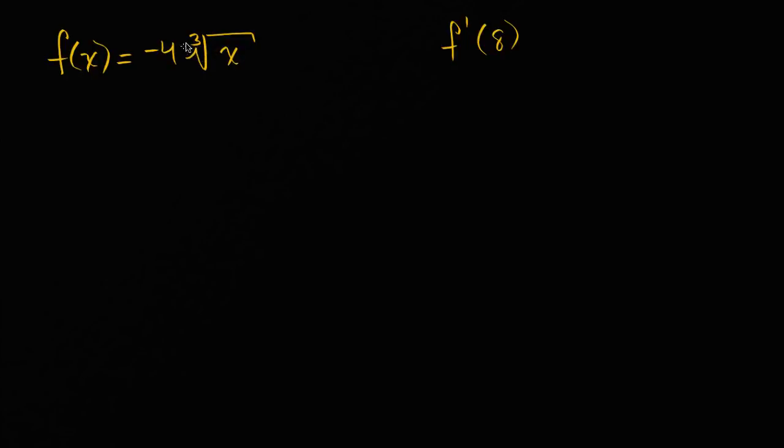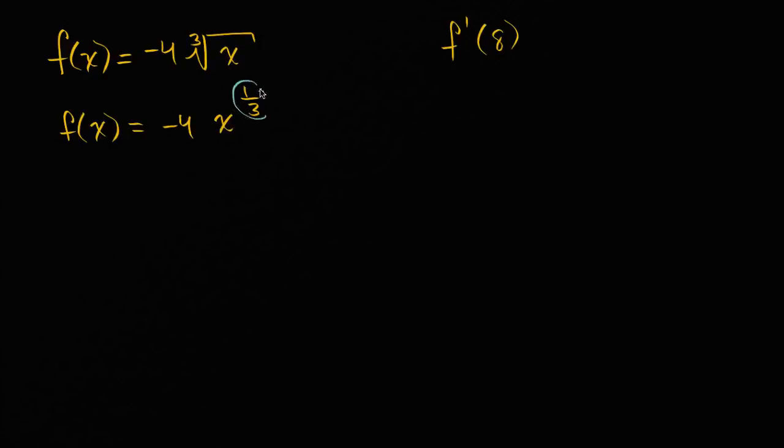Now this might look foreign to you. You might say, well, I've never taken a derivative of a cube root before. But as we'll see, we can actually just apply the power rule here, because this function can be rewritten. So f of x can be rewritten as negative 4 times x to the 1/3 power, since the cube root of x is the same thing as x to the 1/3 power. And now it might be a little bit clearer that we can apply the power rule.